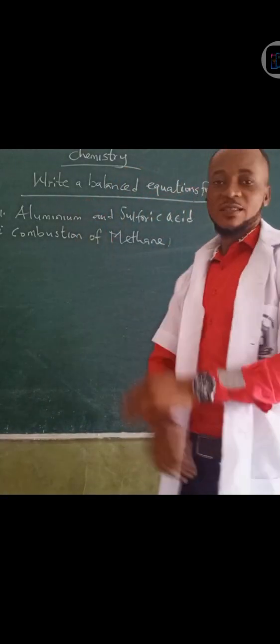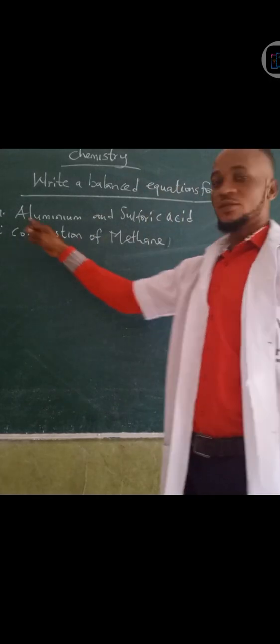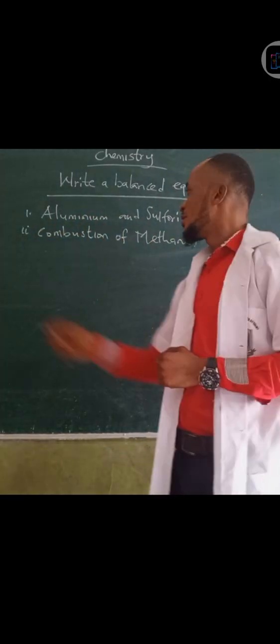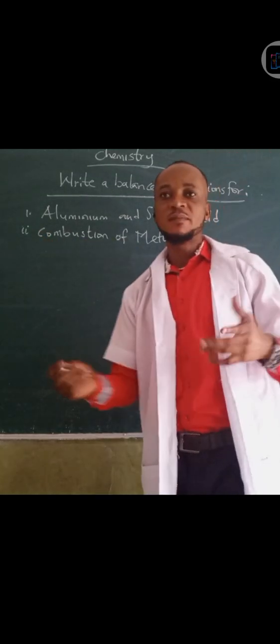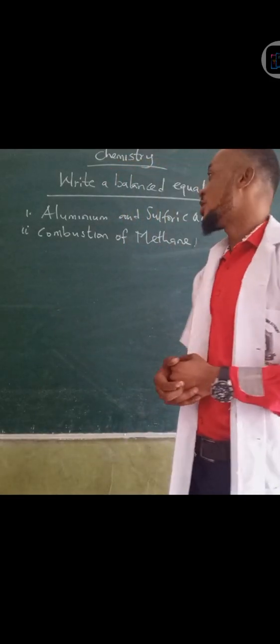Quickly, let's look at this problem we have on the board. Write a balanced equation for number 1, aluminium and sulfuric acid. Number 2, combustion of methane. Okay, remember this is teacher Valentine Yedu, your favorite chemistry teacher.